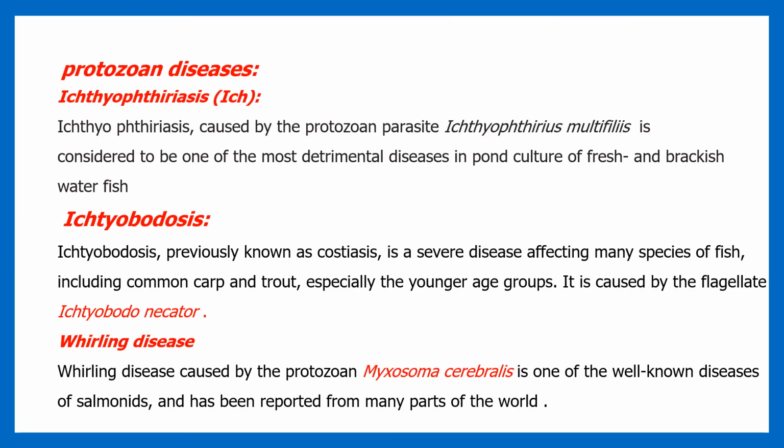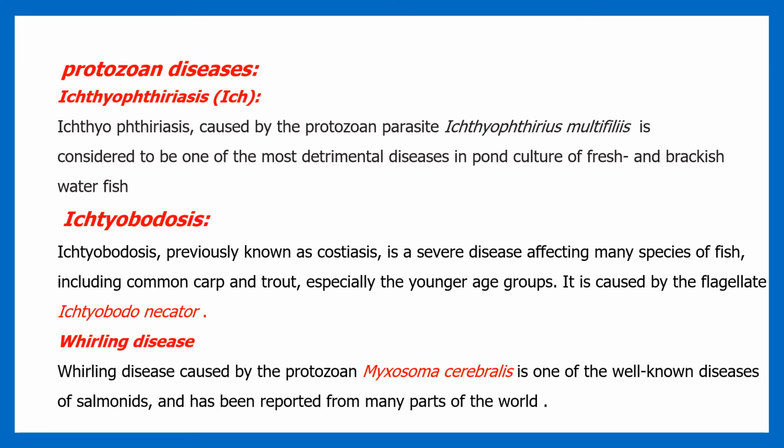An important disease caused by a protozoan is fish itching, that is ichthyophthiriasis. It is caused by the protozoan Ichthyophthirius multifiliis, and it is considered a very common disease in freshwater as well as brackish water fishes. Another disease is ichthyobodosis, caused by the flagellate protozoan Ichthyobodo necator, and especially it is found in the younger age group.